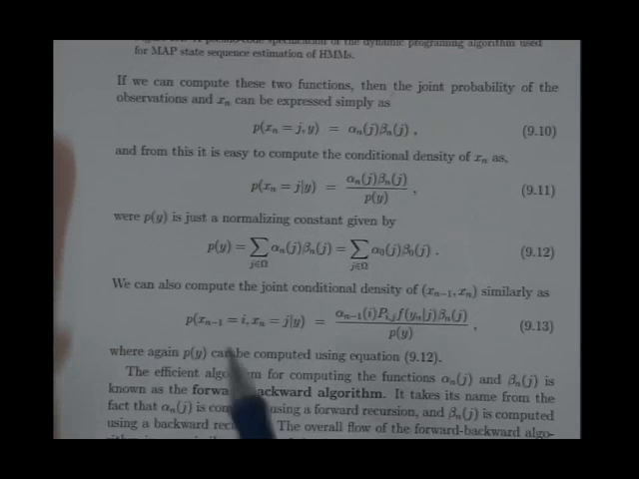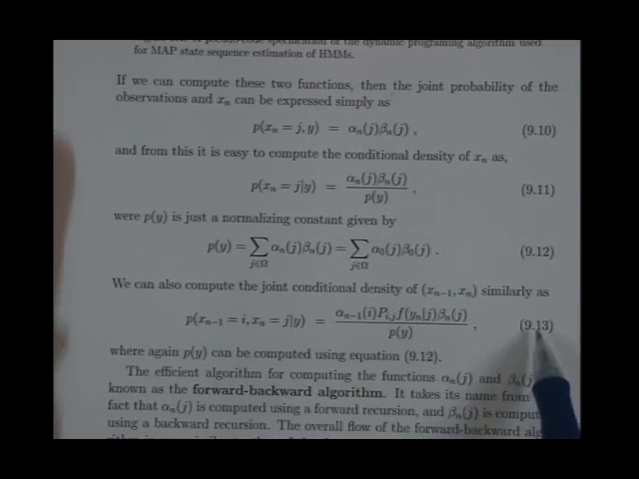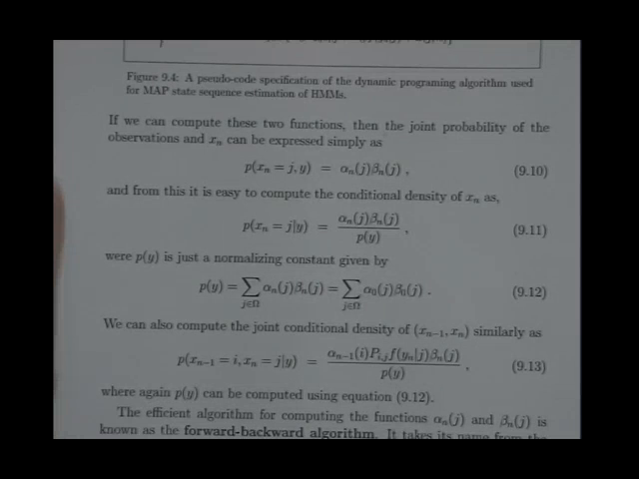Now, in addition, you can calculate the probability of pairs of states given all the observations. In equation 9.13, it's a similar kind of thing, okay? So what I've hopefully convinced you of, and once you read these notes you'll agree, assuming there's no error, is that once you know the alpha and the beta, you can calculate the probability of any state or any pair of states given the data, okay?